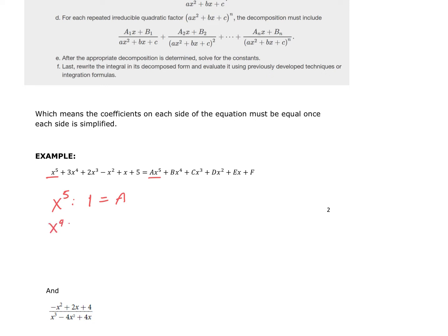I'm going to go to x to the fourth. The coefficient on the left side is 3, the coefficient on the right side is b. X to the third, the coefficient on the left is 2, c on the right. X squared, the coefficient on the left is negative 1, d on the right. The x term would give me 1 on the left, e on the right, and then my constant, I have 5 on the left and f on the right. And so now I've found what each one of those coefficients are.